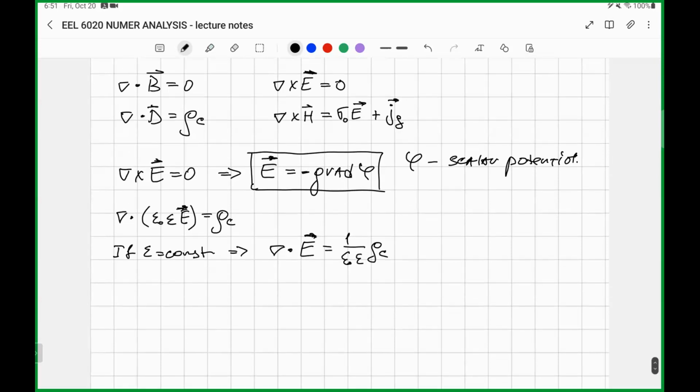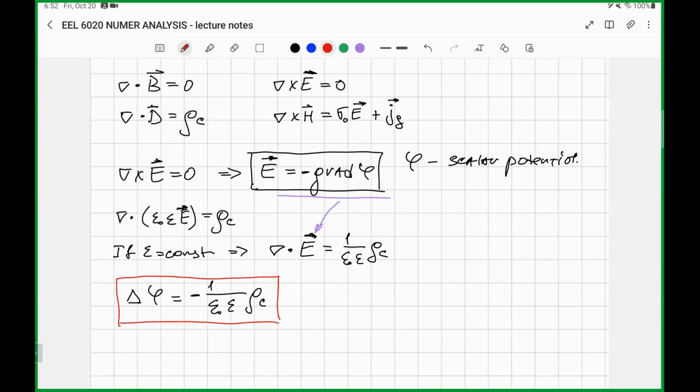Okay, and now I plug in this formula for the electric field into this formula, and I recall that the divergence of the gradient is equal to the Laplacian. It's going to be minus Nabla squared or Laplacian of the potential is equal to 1 over epsilon 0 epsilon rho, right? I multiply both parts by minus 1 and get this simple formula here. So some of you recognize the Poisson equation.